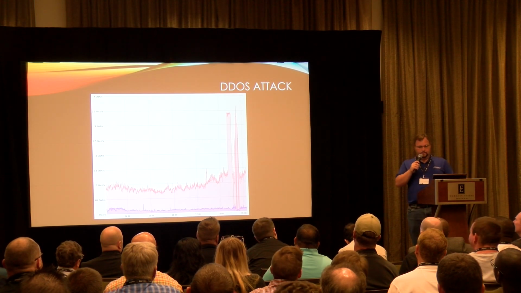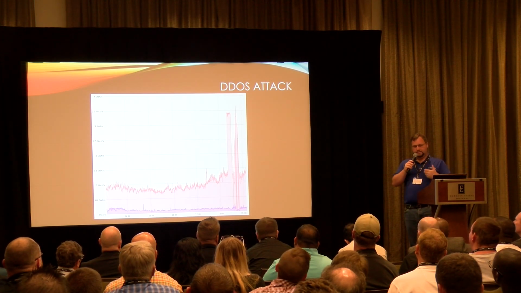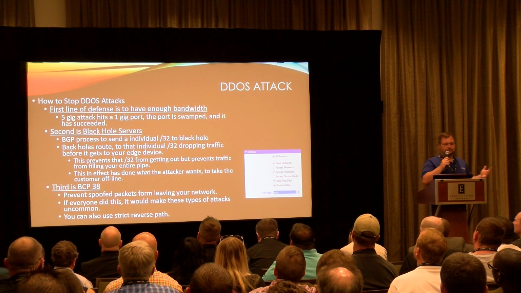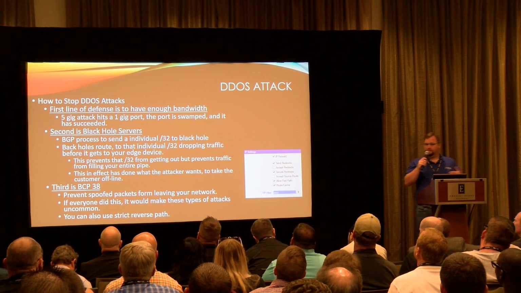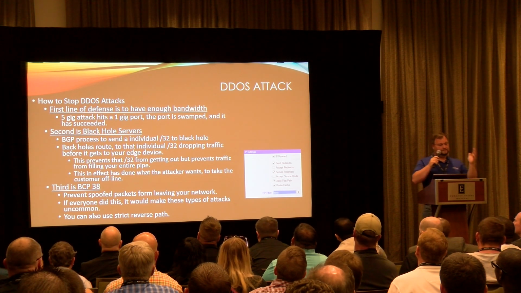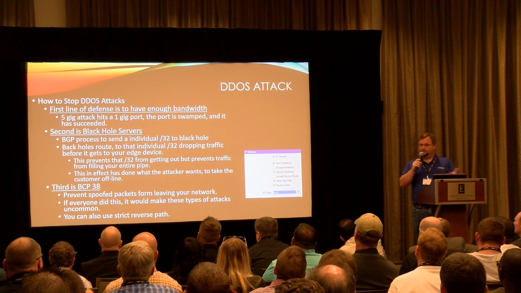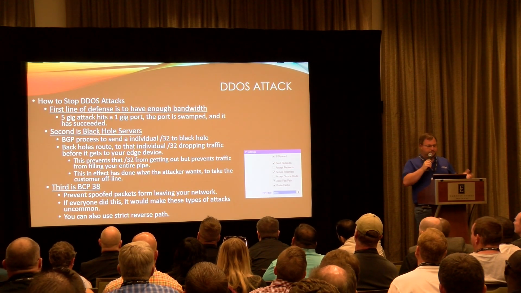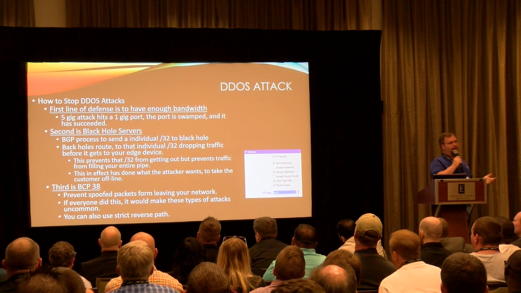Now, how can you stop this? The very first thing you have to have is enough bandwidth to weather the attack. So if you have a 5 gig attack, you need at least 5 gig of bandwidth. Actually, you probably need a little bit more because you're probably moving data through that. Number 2 is what we call black hole servers.